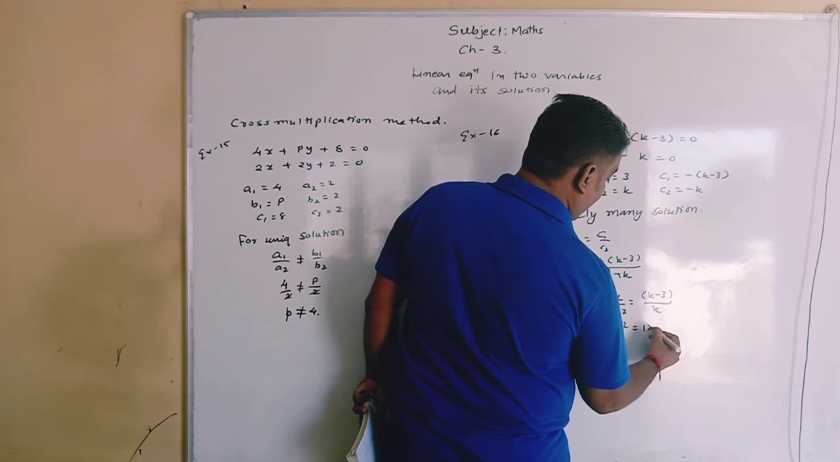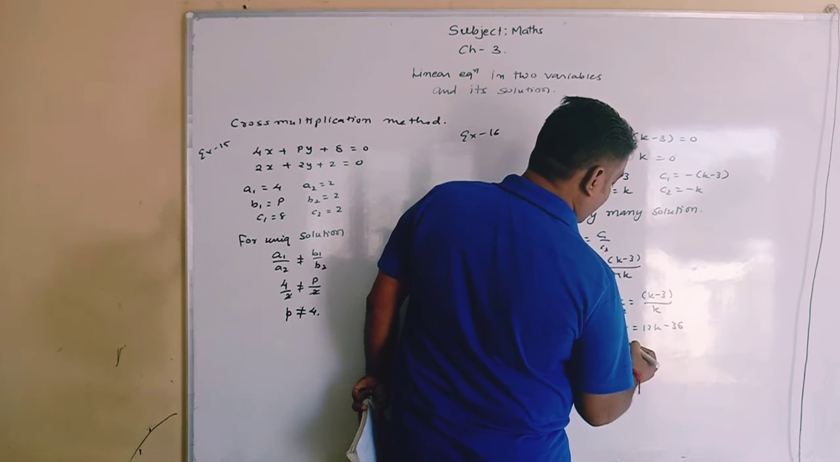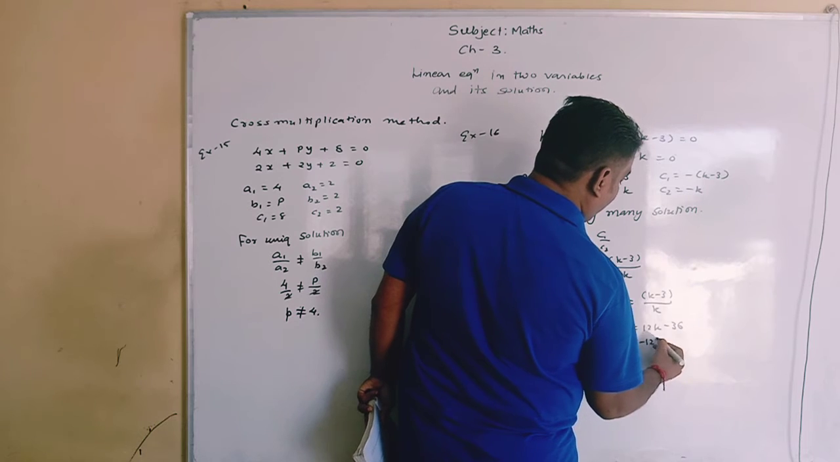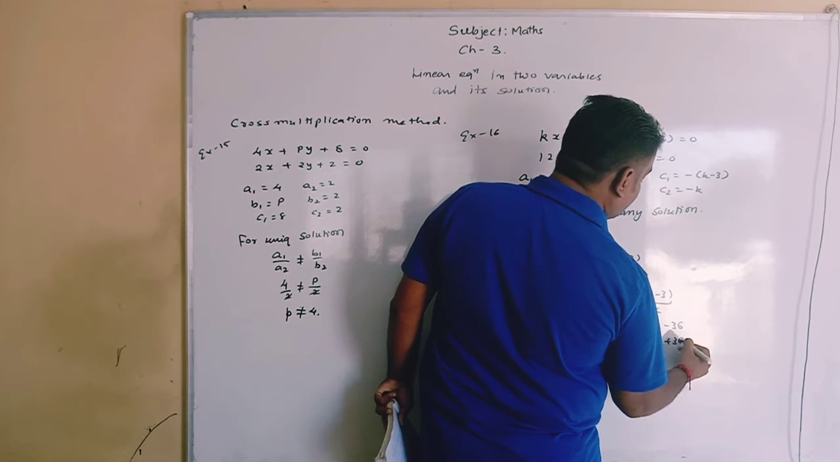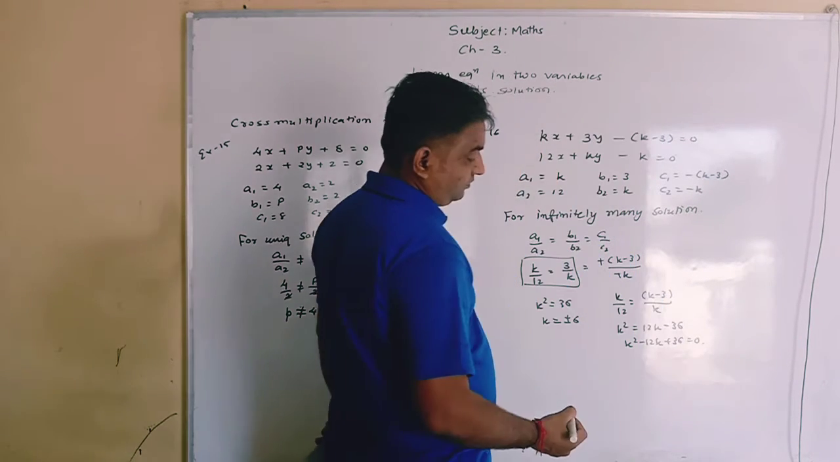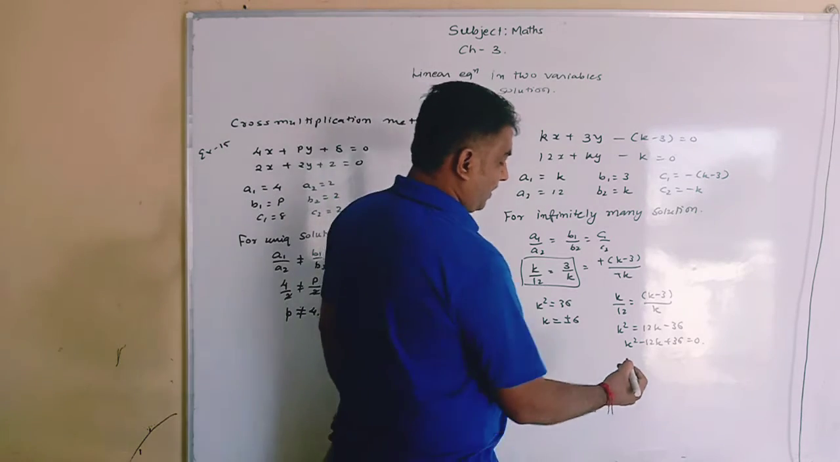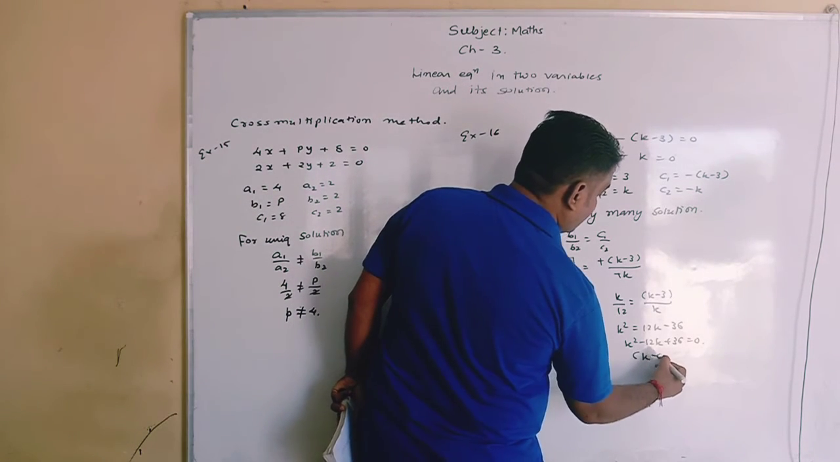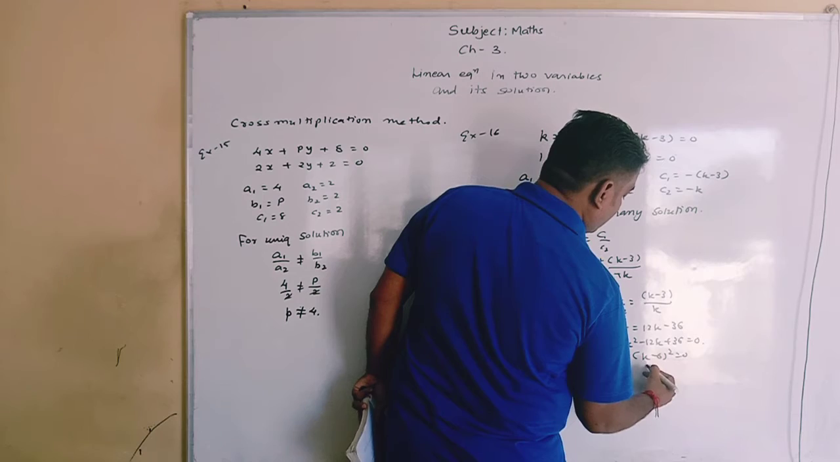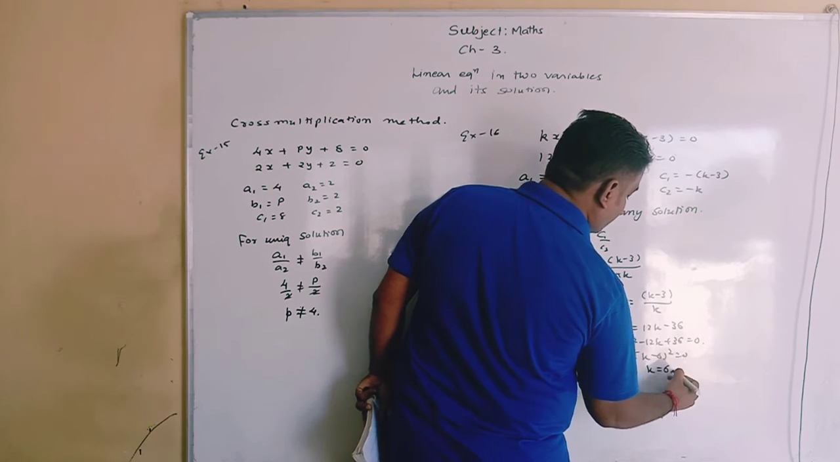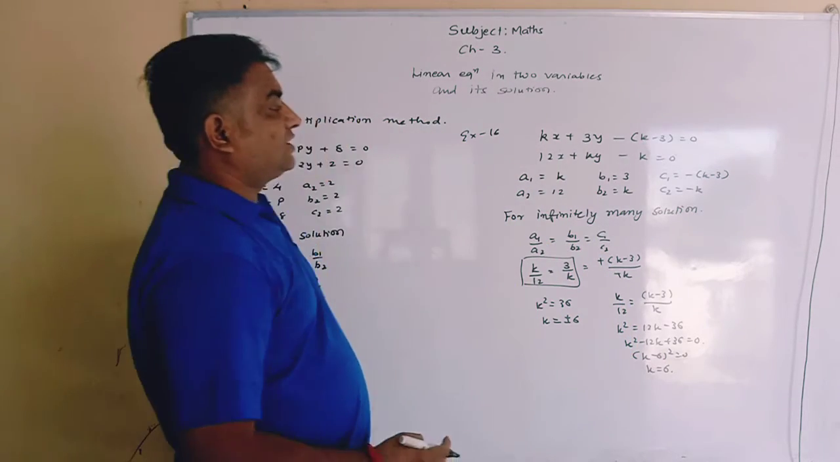is equal to 12k minus 36, so k square minus 12k plus 36 equals to 0, and so it is k minus 6 whole square equals to 0, so k equals to 6, and so the k value is 6.